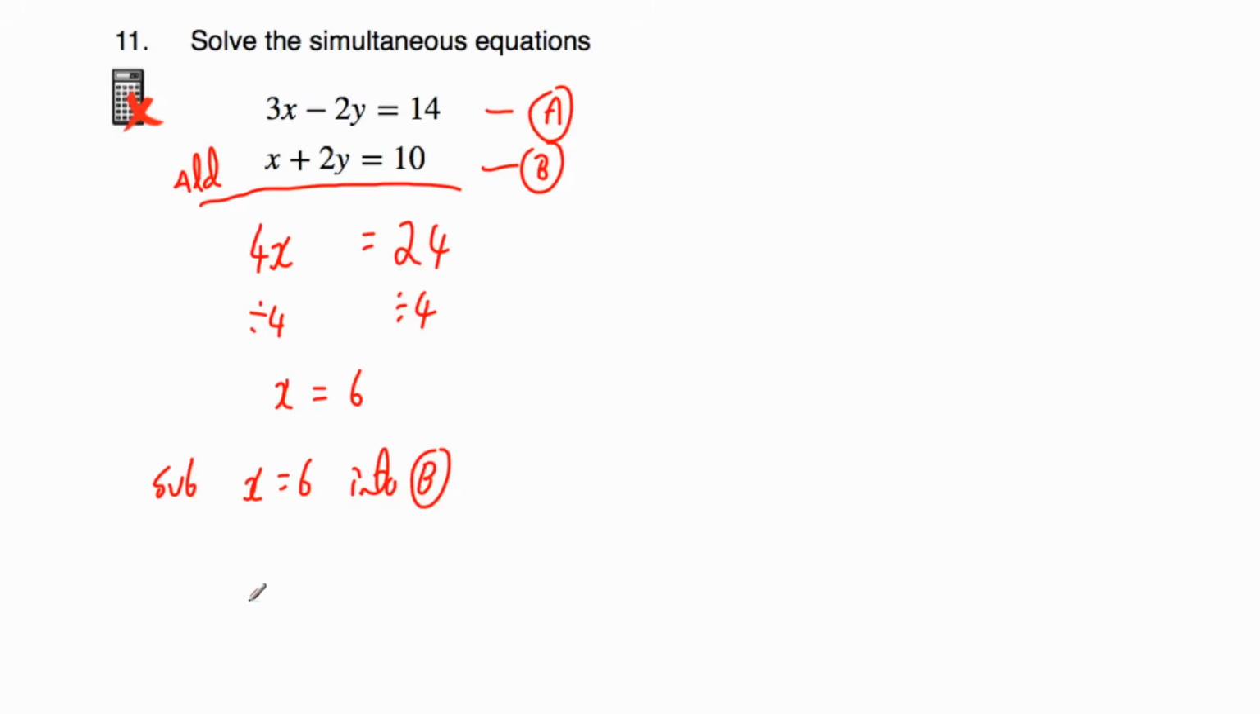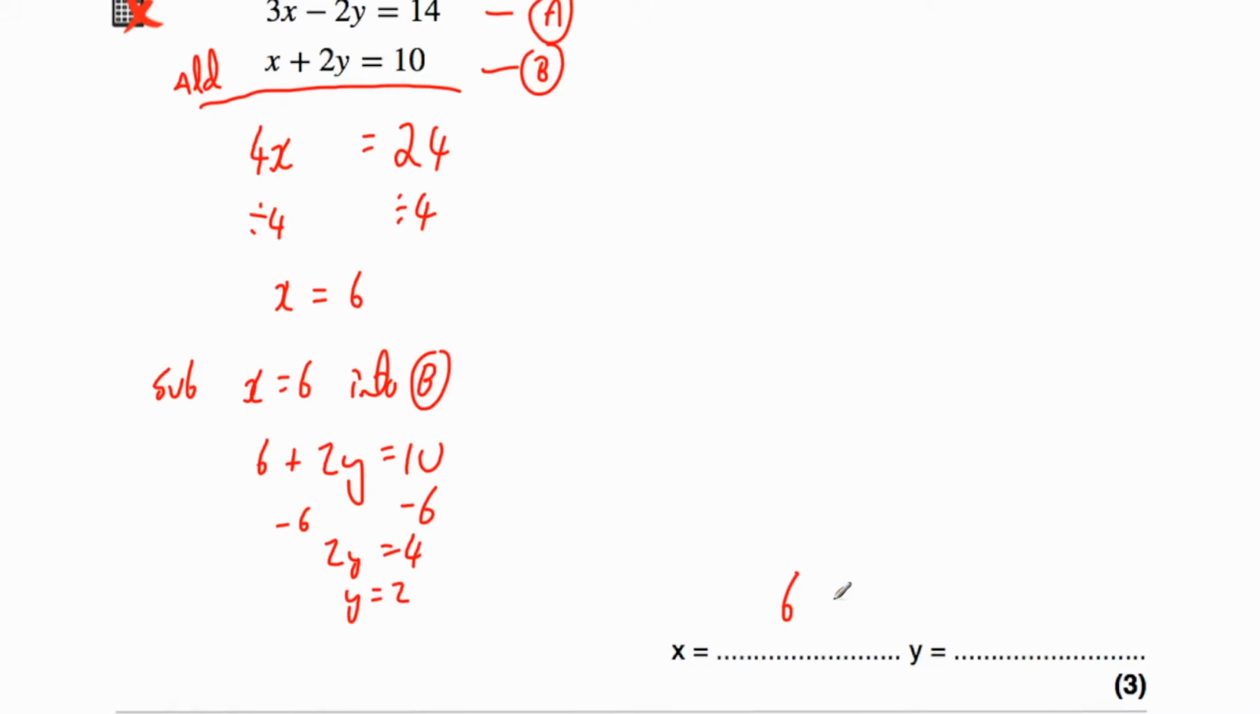So x is 6, so that's going to be 6 plus 2y equals 10. So let's take away 6 and take away 6, and that leaves us with 2y equals 4, and divide by 2 and divide by 2, so we get y equals 2. So we've got x equals 6 and y is equal to 2. So let's write that down, x equals 6 and y is equal to 2.